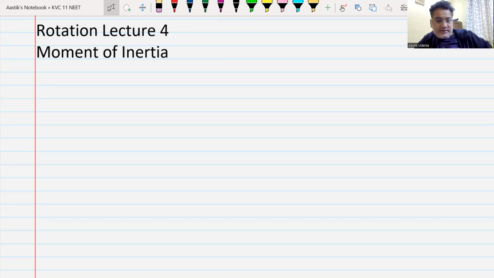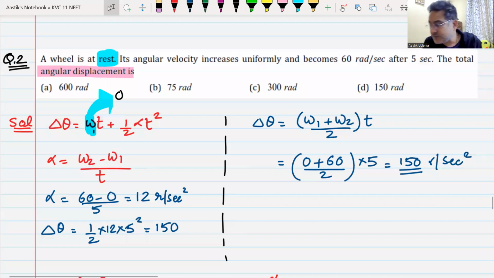This is lecture number 4 in rotation, and in the previous lecture, we have seen the different types of problems based on the equations of motion, where we have found out the angular velocity, angular displacement, angular acceleration, and such kind of things. Do we remember those problems? Yes or no?